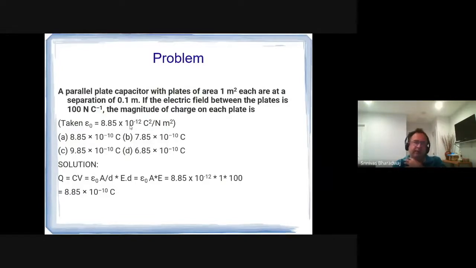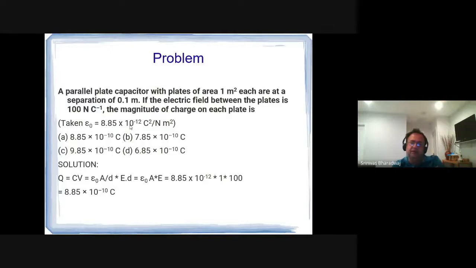Q is equal to C times V. C you already calculated, epsilon naught A by D, where epsilon naught is 8.85 times 10 to the power minus 12, A is 1 meter square, and D is 0.1. So using that, you can calculate C. Now, if you are given the electric field, from that you can calculate V.